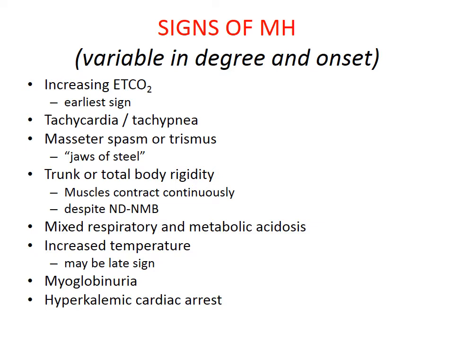Increased temperature, when you think of malignant hyperthermia, that's obviously the first one that you would consider, but it's actually a late sign. And you also want to be looking at the urine to see if there's a change in color, to see if myoglobinuria is occurring. And finally, hyperkalemic cardiac arrest. So this also leads to increases in potassium that can cause cardiac arrest.